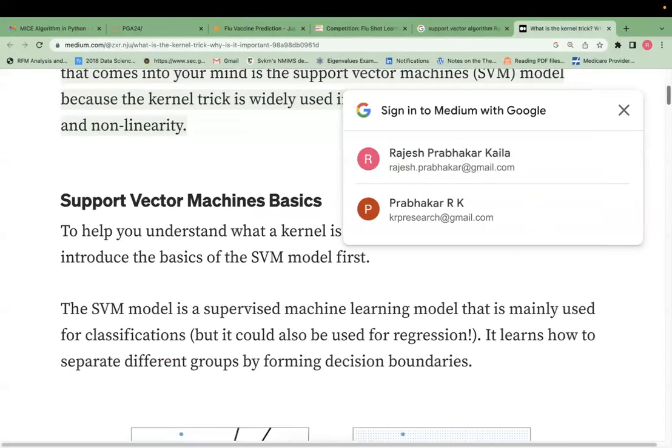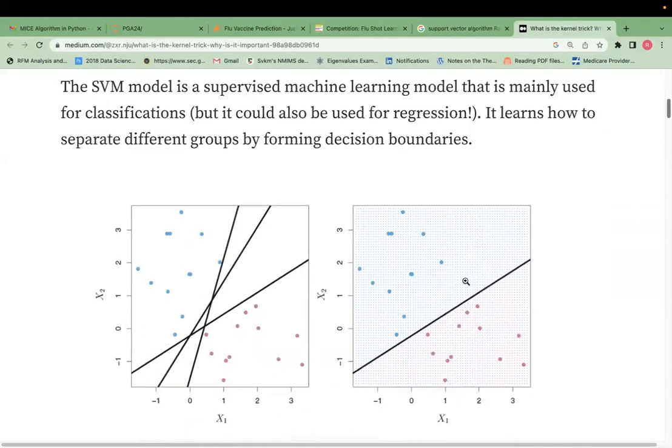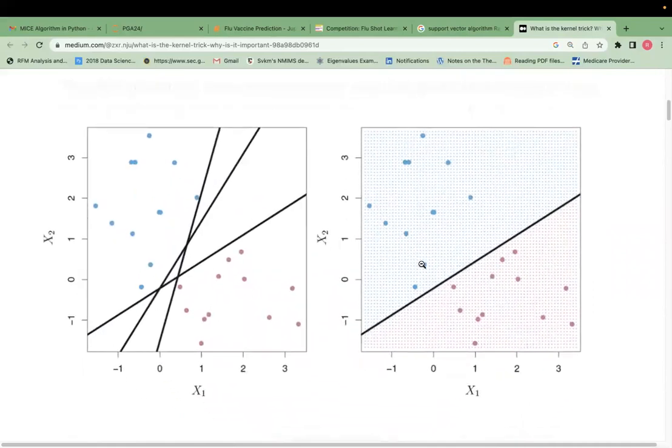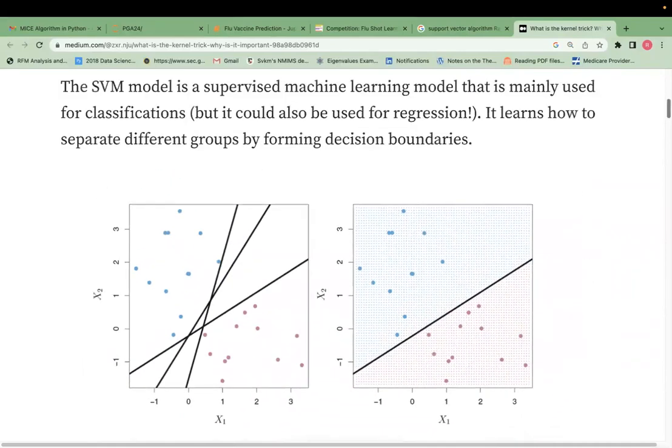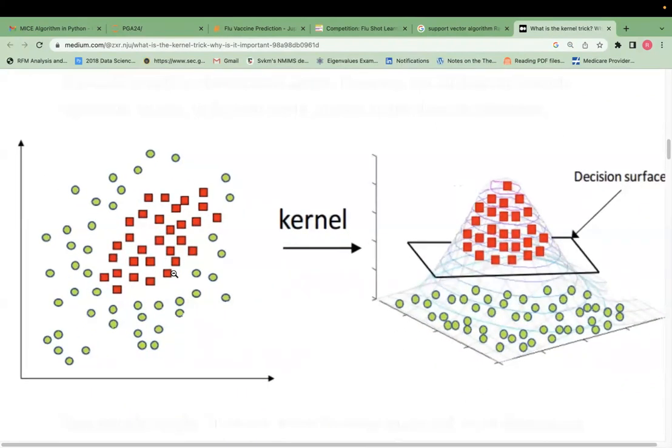We call this the kernel trick. See, this is linear data where you can draw a perfect straight line. But in non-linear scenarios, this is a non-linear data. You can't draw a straight line here, right? If you draw a straight line like this, there will be misclassifications. That means you have to convert this two-dimensional data into a three-dimensional hyperplane.